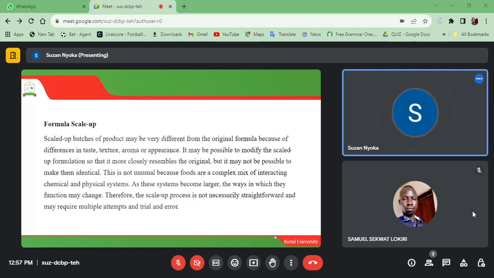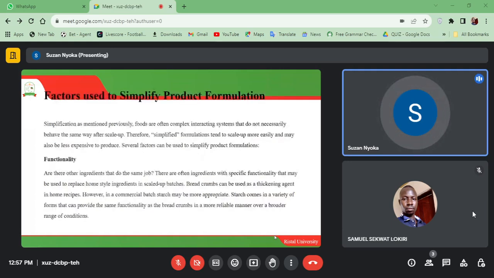Still, there's a way you can help reduce the changes or errors during scale up. Here are the factors that you can use to simplify product formulation, to help reduce too much change during scale up. Simplification: as mentioned previously, foods are often complex interacting systems that do not necessarily behave the same way when scaled up. Therefore, simplified formulations tend to scale up more easily and may also be less expensive to produce. Several factors can be used to simplify product formulations.